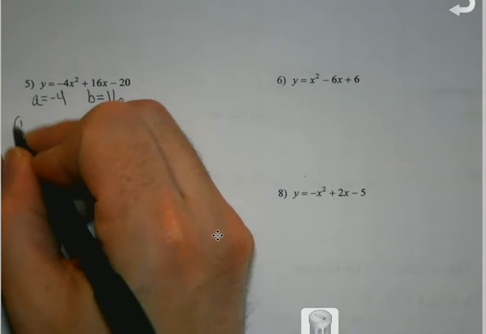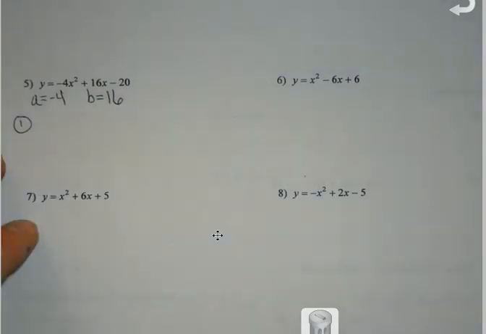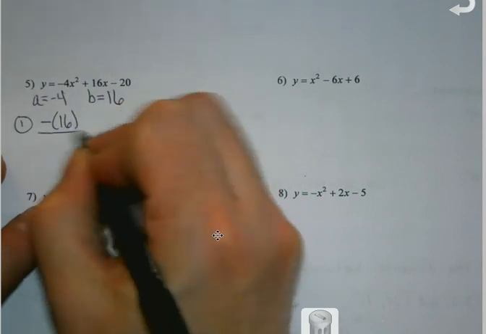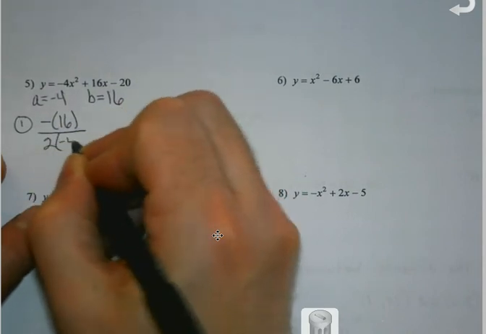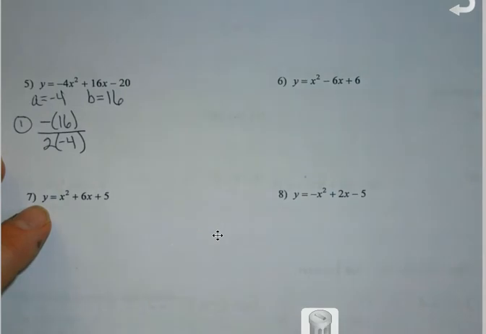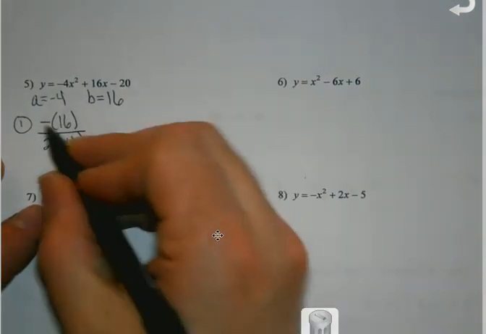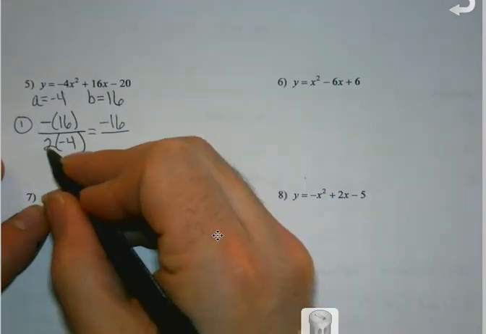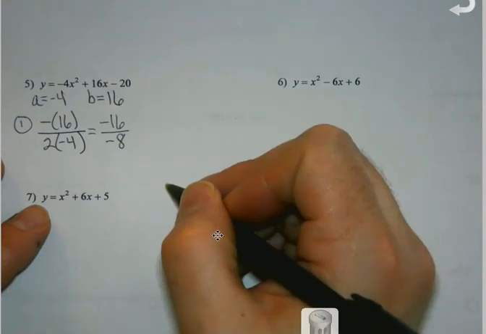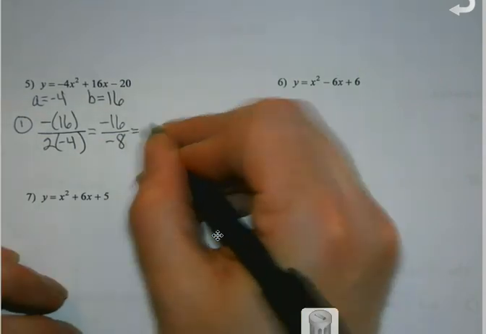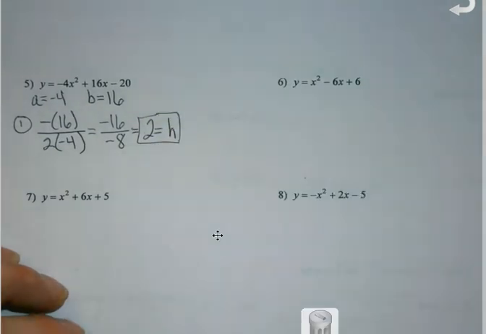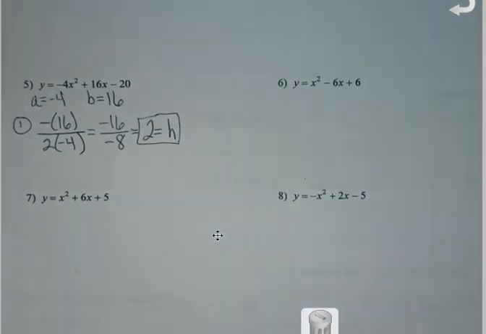And then again, my first step is always to do negative B over 2 times A. And even though my 16 wasn't negative, it's just a good habit to put it into parentheses, because then when it is negative, you don't mess this up. So I've got negative 16. 2 times negative 4 is negative 8. And we've already said a couple of times today that negative times negative is positive. So I've got the x value of my vertex, my h value.